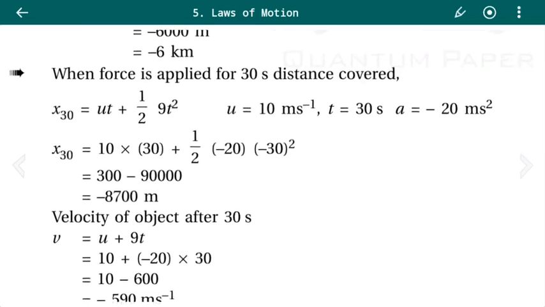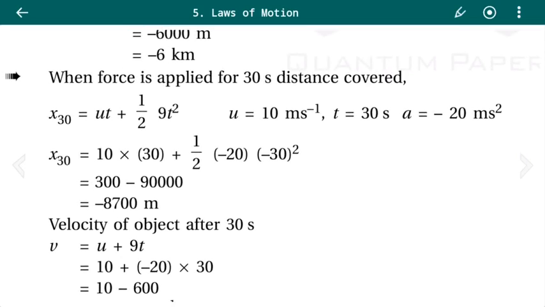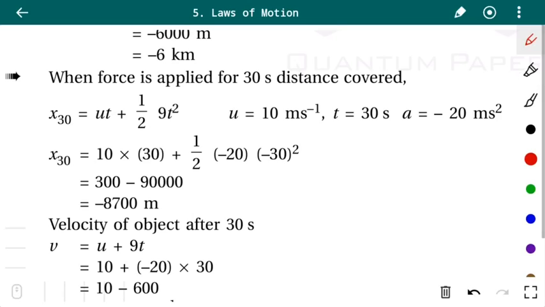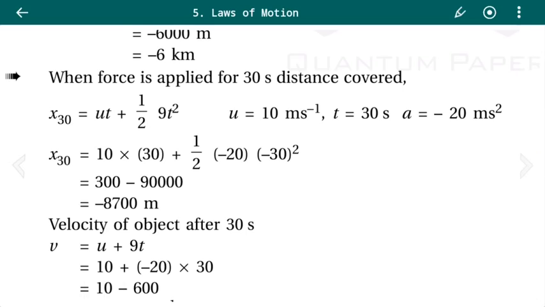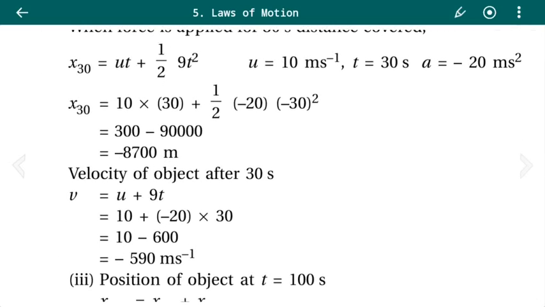So x30, again using the same equation, ut plus half at square. u is 10 meter per second, t is 30 and acceleration is minus 20 meter per second square. So x30 equals, put the values, 10 into 30 plus half into minus 20 into minus 30 whole square. When we calculate this, we get minus 8700 meter.